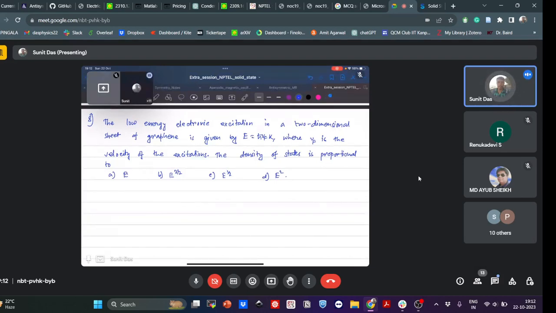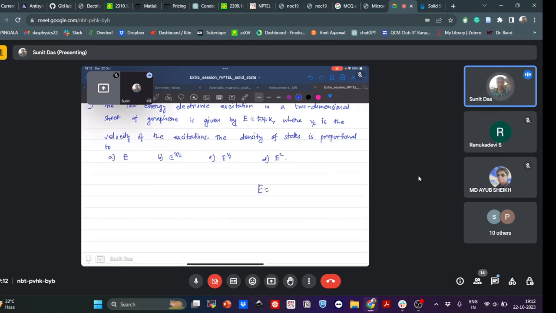So how do we find this? Derivation. I think three-dimensional means e power 1 by 2, two-dimensional e power 0 and one-dimensional e power minus 1 by 2. So 3D it is e to the power half, 2D e to the power 0, and then 1D e to the power minus half. That was for the conventional parabolic dispersion. Parabolic means energy is h square k square by 2m, right?